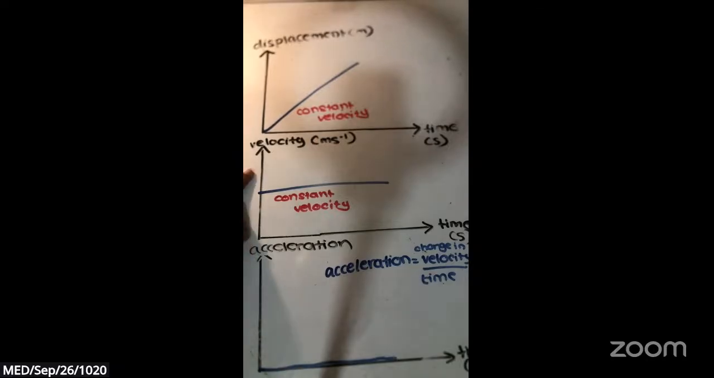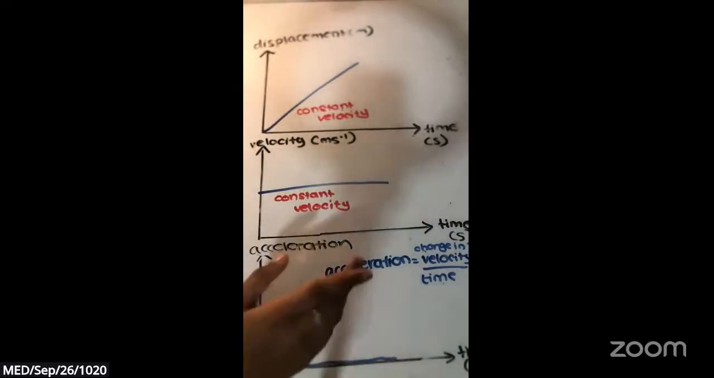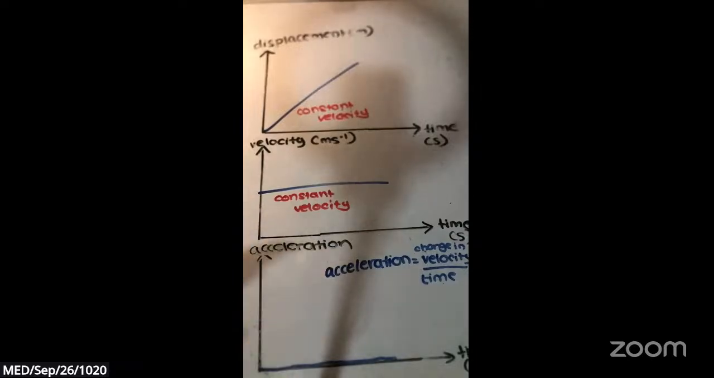For the velocity time graph, I can understand that if it's constant, it will go from here. For the acceleration time graph, if you draw the constant velocity graph, it's going to go through 0. It's going to be a straight line along the x-axis. So this is the constant velocity in the acceleration time graph. Okay, so all this is constant velocity.